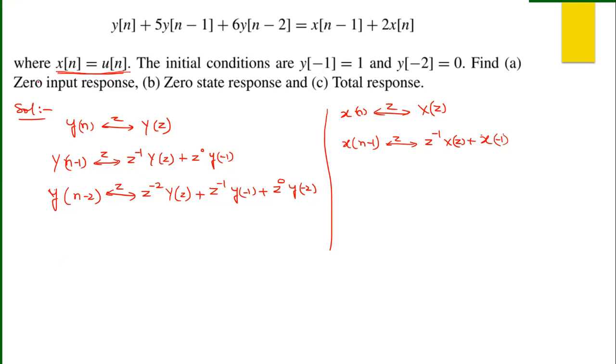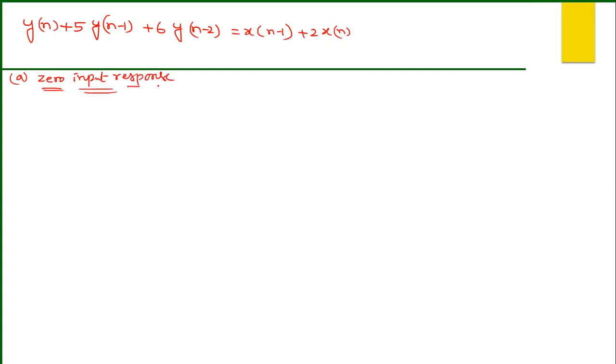Now, first, what is the question they are asking? Zero input response. What is the zero input? First, you write it here. Same difference equation: y of n plus 5 into y of n minus 1 plus 6 into y of n minus 2 is equal to x of n minus 1 plus 2 times x of n. Now, zero input response. What is my zero input response? That means input is 0. x of n is 0, x of n minus 1 also 0. Input terms you need to make 0.